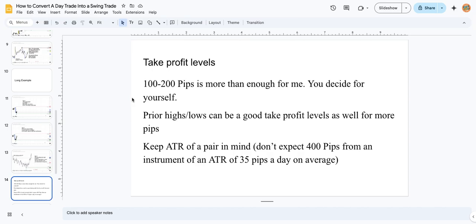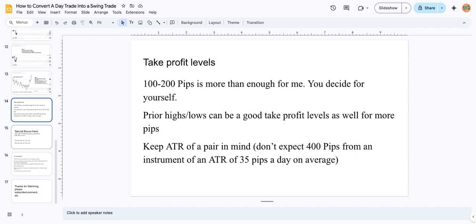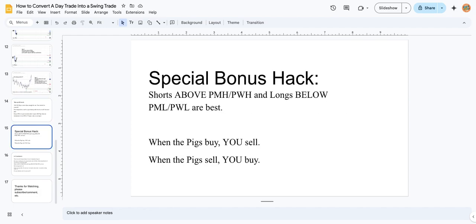If you want more pips, you have to wait longer for that typically. And please keep the average true range of a pair in mind. So if the average true range on a pair is like 35 pips a day, don't expect to get 400 pips. It doesn't really work like that. It's unrealistic. So the higher the ATR, the more likely you are to get more pips from that.